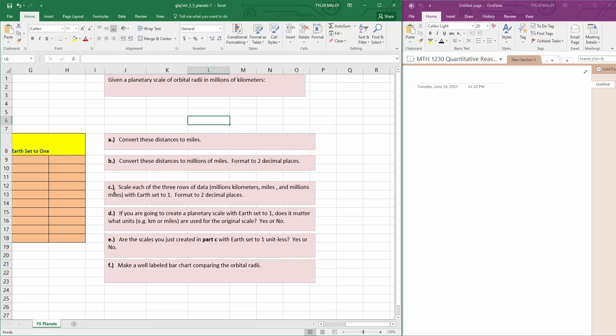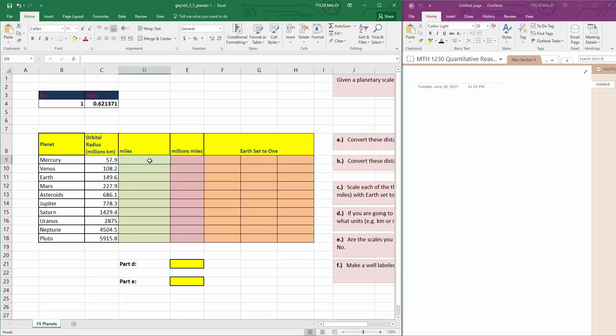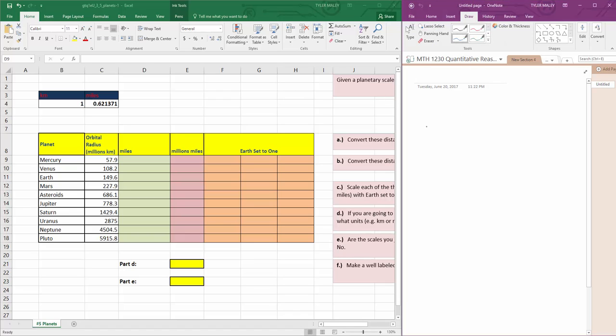And then part C, we want to scale each of these with Earth set to 1, formatted to 2 decimal places, and we'll work through that. Then we have some questions to answer in a chart, and we'll walk through those. The first thing I want to do is convert the millions of kilometers into miles. Let me make some notes off to the side. Let me look at this first one and walk through how we would do it on paper, so then we can build the right Excel formula.